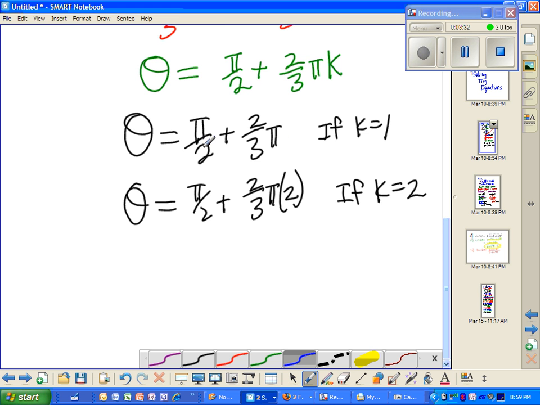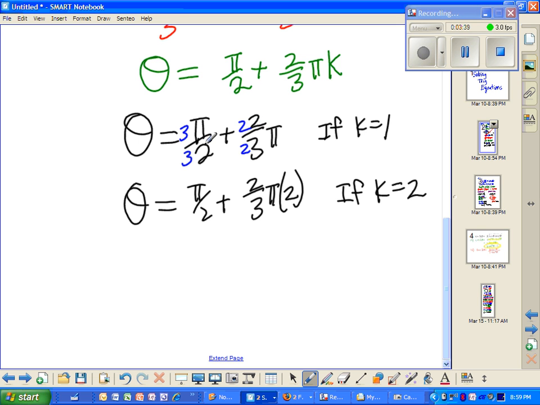We have to get a common denominator. This is going to be 3, 3, and we're going to multiply this by 2 and 2. So this will be 3 pi plus 4 pi, or 7 pi over 6 is one answer. So we have our first answer is pi over 2. That's easy if k is 0. Second answer, 7 pi over 6.